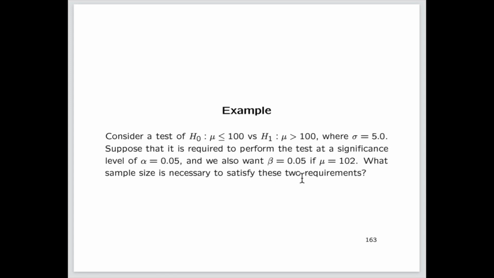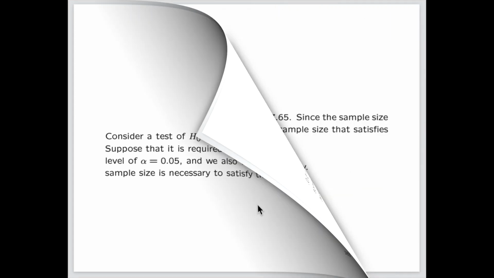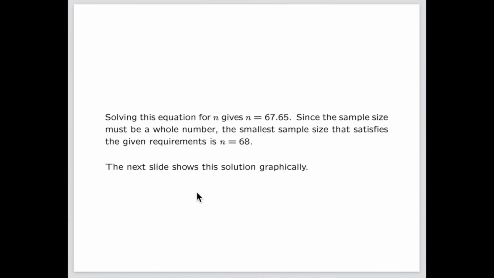Now, if mu is greater than 102, then beta would be even smaller, right? Because if mu gets bigger, further into the alternative hypothesis space, then the power is going to go up, and so therefore beta would decrease. Now, the next slide shows how we could approach solving this question graphically as well.